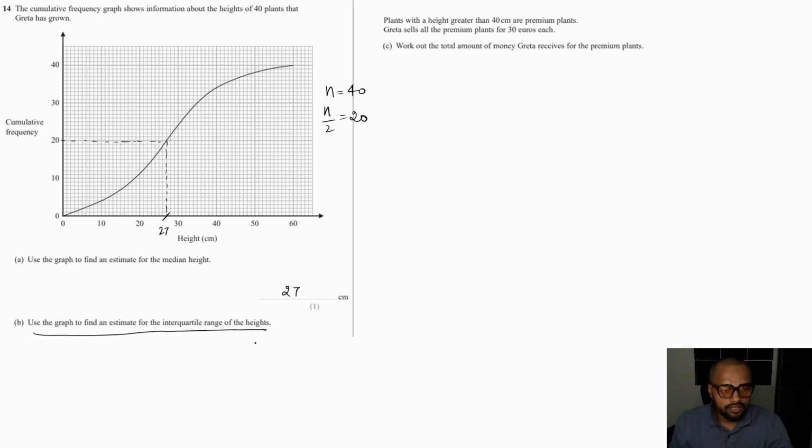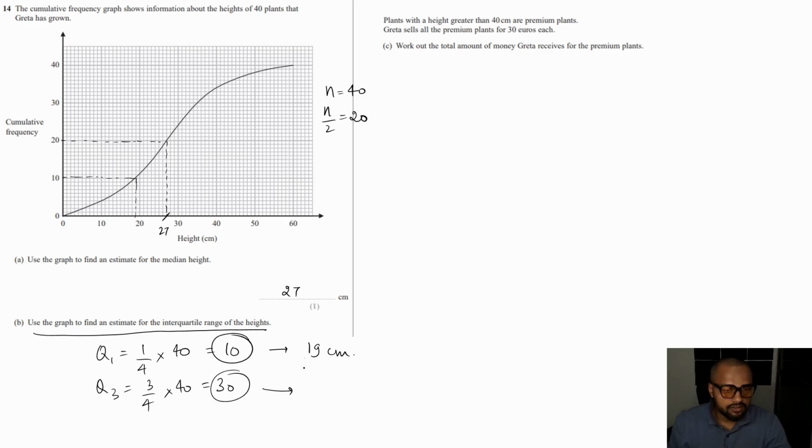Now in the question, they have asked us to find an estimate of the interquartile range of the heights. So Q1 will be equal to 1 by 4 cross 40, which is 10. And Q3 will be equal to 3 by 4 cross 40, which is 30. So for this 10, following the same process, it is coming somewhere near this part. So we can say it is roughly 19 centimeters. And for 30, we need to do it like this again.